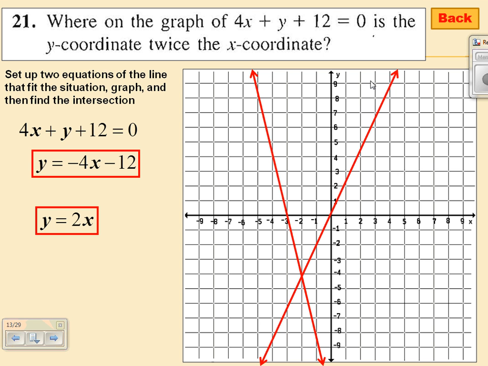So where do both lines or situations cross? They cross at negative 2, negative 4. And it does fit both equations or situations.